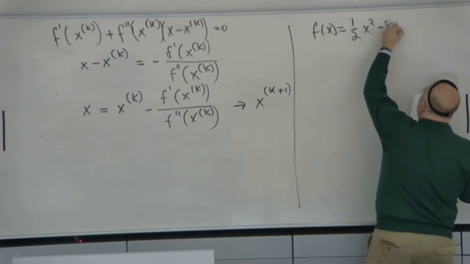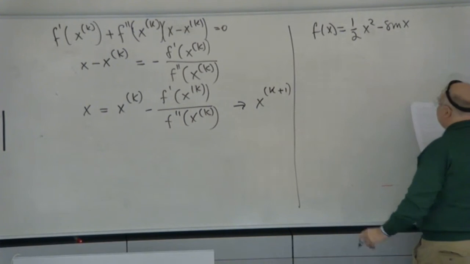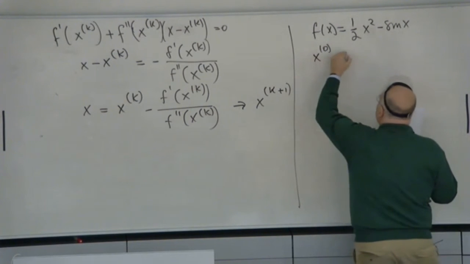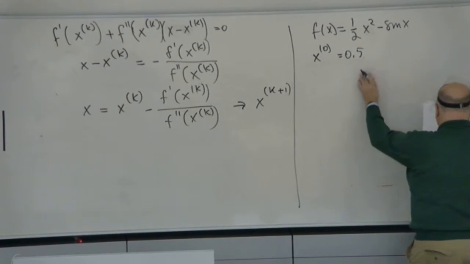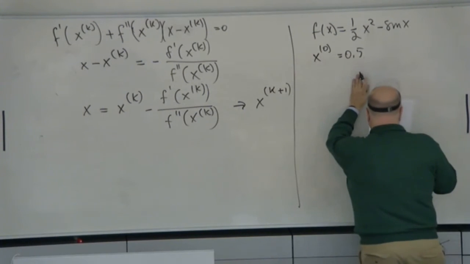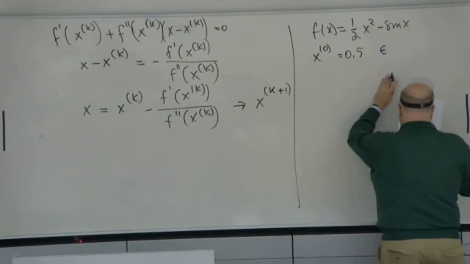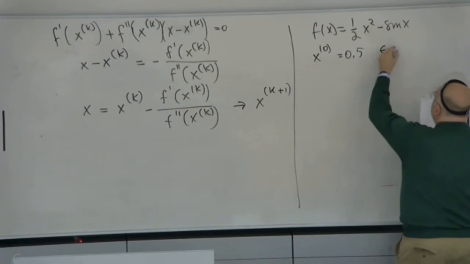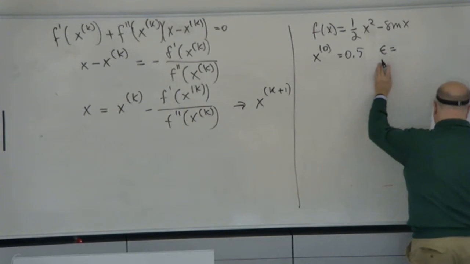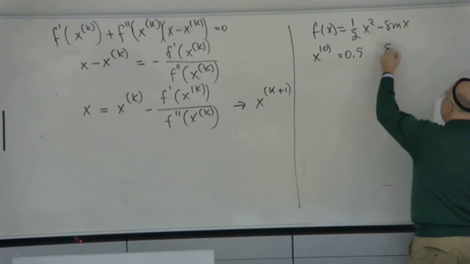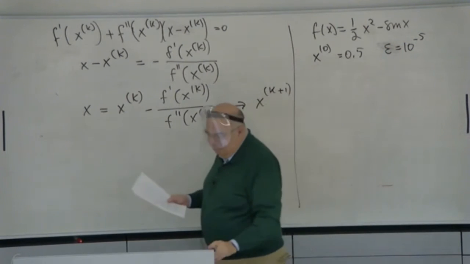1/2 x squared minus sine of x. And so say that x0 is 0.5. So we start at 0.5, and say that we decide that the accuracy that we require, call it epsilon, is 10 to the negative 5. Okay, so 0.00001.